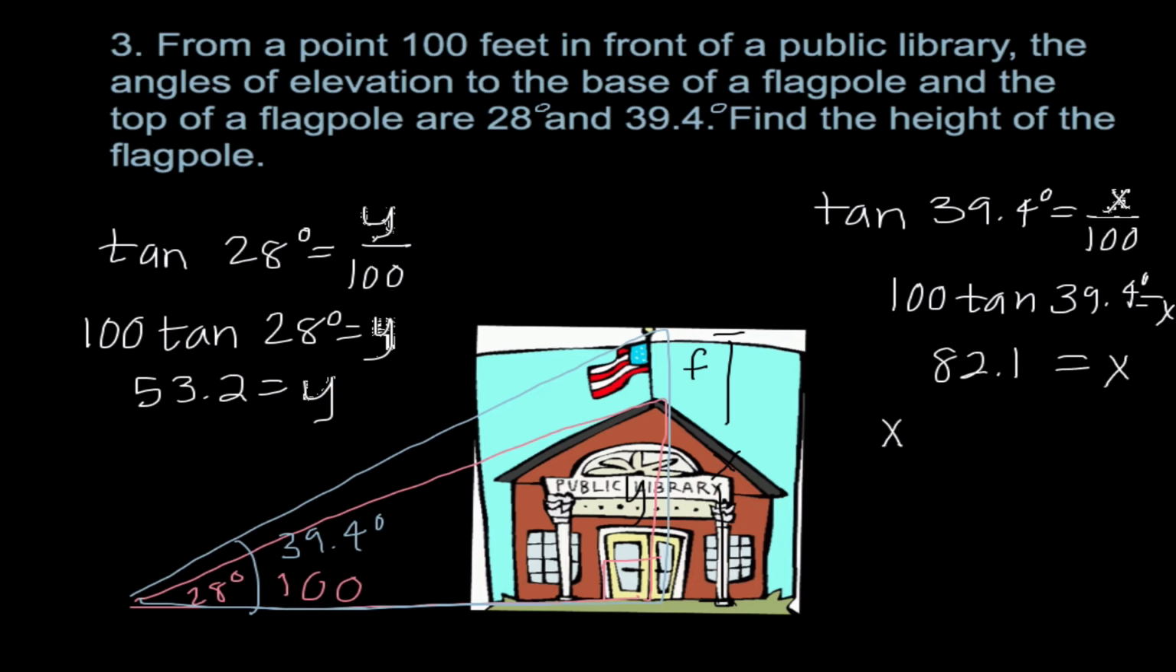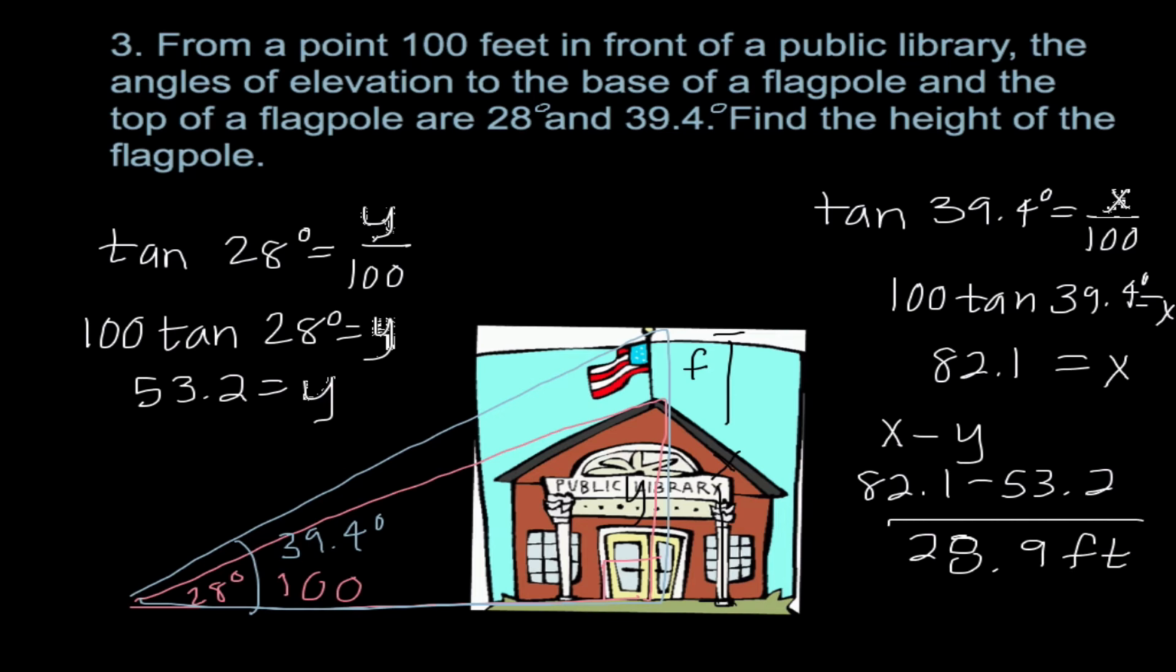So I'm going to do x minus y here, so 82.1 minus 53.2 gives me a height of 28.9 feet. So this is a good example of just a tougher problem because it's showing us that sometimes we have to use more than one triangle to get the right answer.